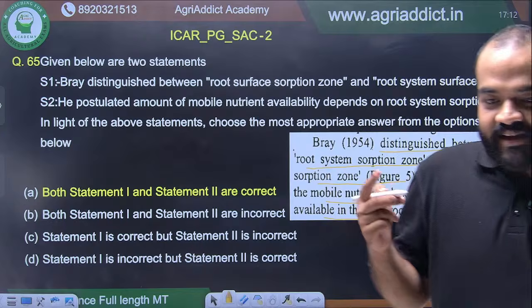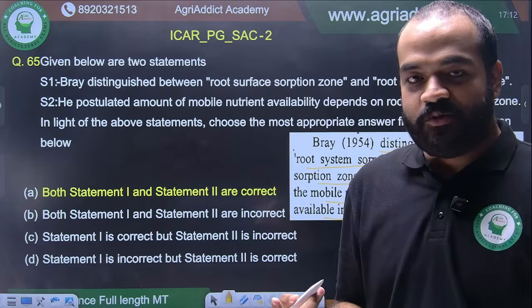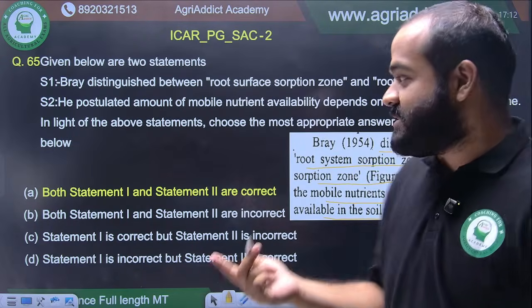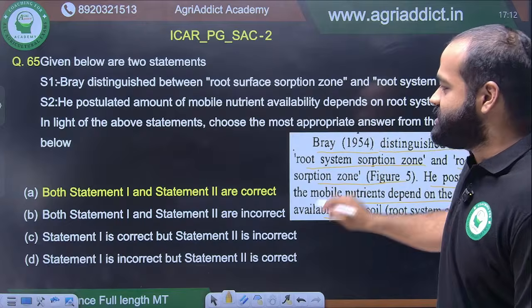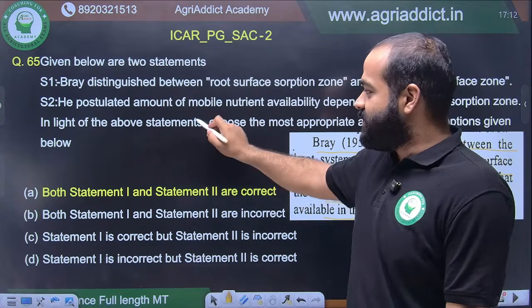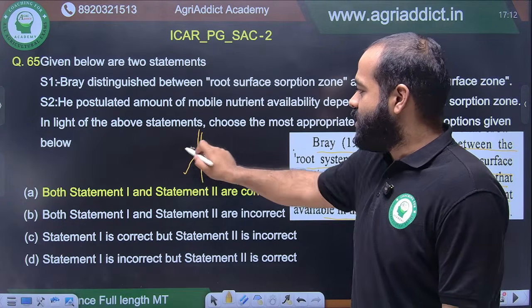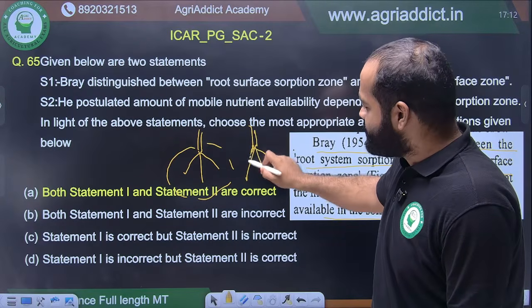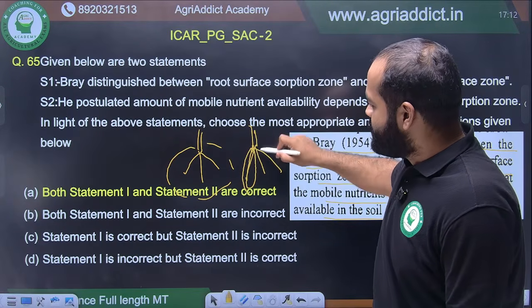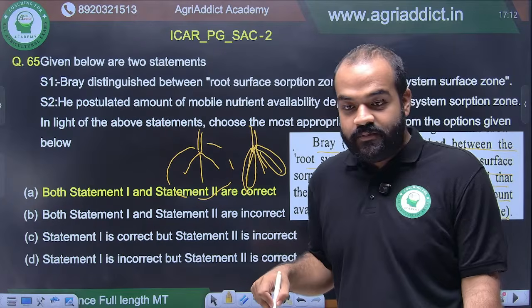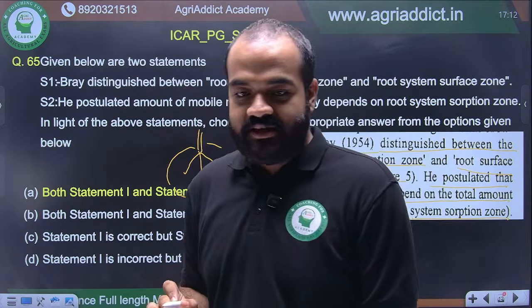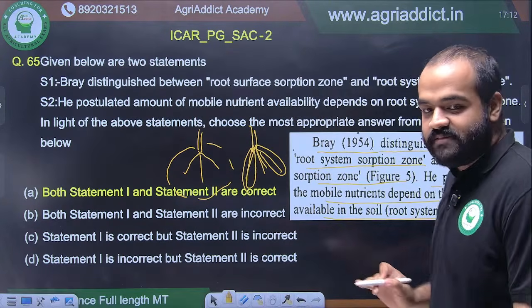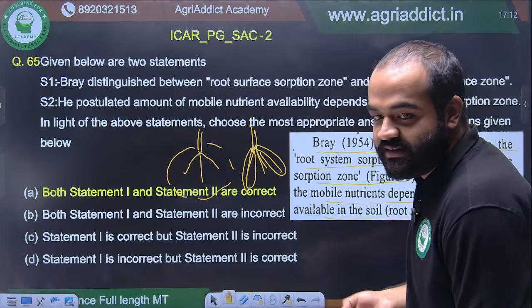Go and take the old ICCS book. There, in the mineral nutrition chapter, where Bray's postulation is given, after that you will see there is one figure, the figure that I drew. There it is mentioned like this: this is the root system sorption zone and this is the root surface sorption zone. So read that part very carefully. It has been explained there also, and I tried my best to explain, make you understand. Let's move on.